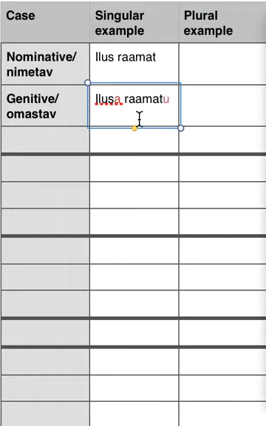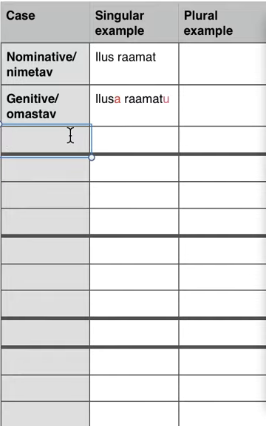An example sentence in English that uses this case would be, Jerry got a beautiful book for his birthday. In Estonian, this would be, Jerry sai ilusa raamatu sünnipäevaks. Alright, let's move on to the next case.